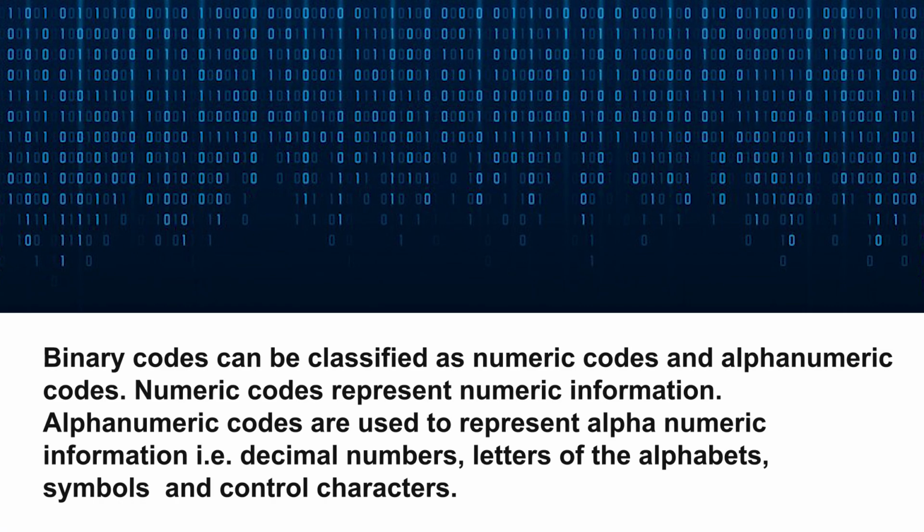Now, we are moving on to the next topic, that is binary codes. Binary codes can be classified as numeric codes and alphanumeric codes. Numeric codes represent numeric information. Alphanumeric codes are used to represent alphanumeric information, that is decimal numbers, the letters of the alphabet, symbols and control characters. So, we will first start with the numeric codes.